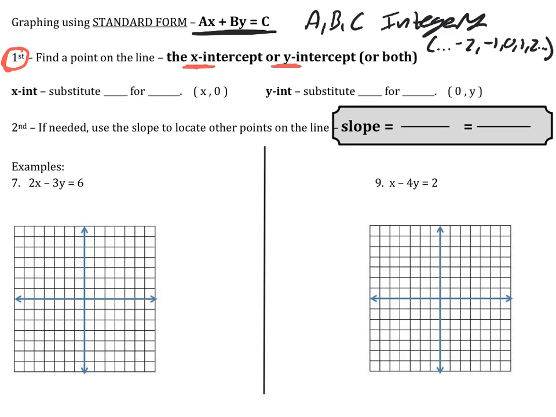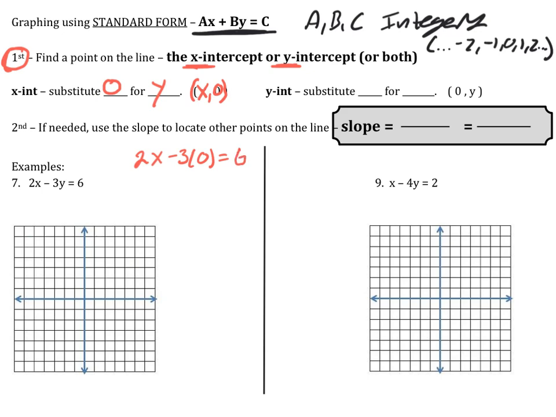So let's go to example 7 and let's look for our first one. Let's look for an x-intercept. So we're going to do this by substituting in 0 for y. So our point is going to take the form (x, 0), so some x value comma 0, and we're looking for that x value right now. So we're going to take this equation here in number 7 and substitute in 0 for y. So we'll have 2x - 3 times 0 = 6.